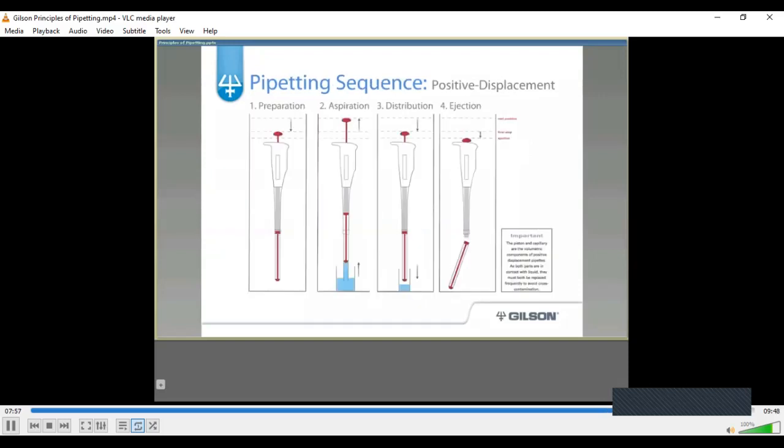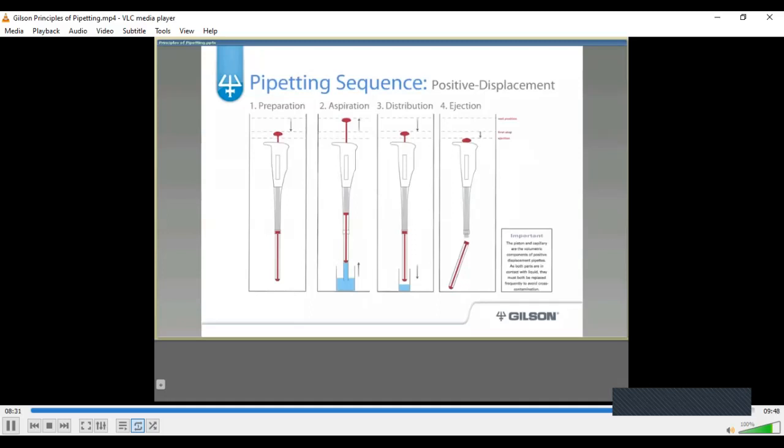The pipetting sequence for positive displacement pipettes involves 4 steps. For preparation, press the plunger button to the first stop, and the piston will move to the appropriate position. Next, for aspiration, immerse the CP in the liquid and release the plunger, letting it move up to the home position.